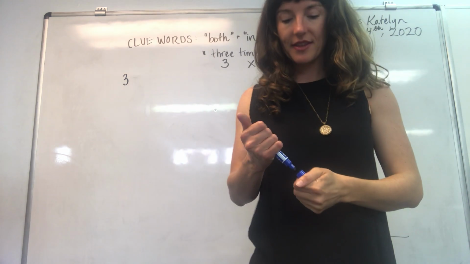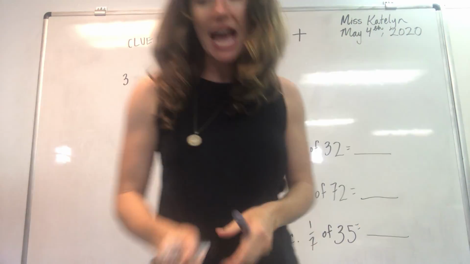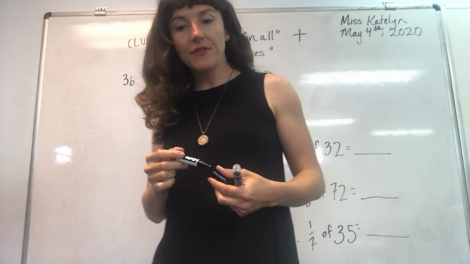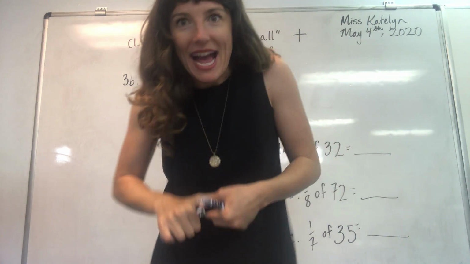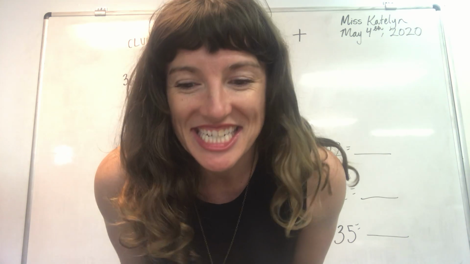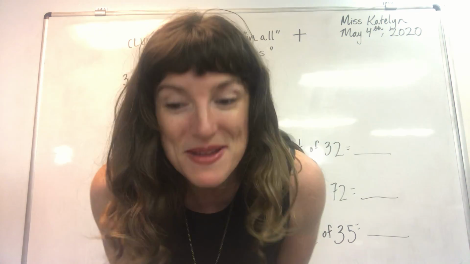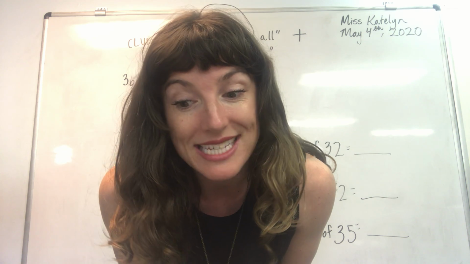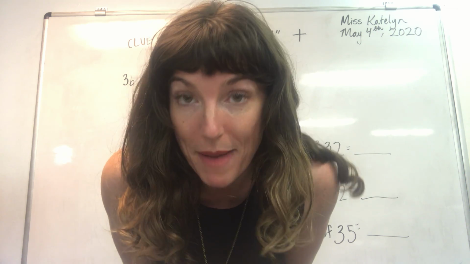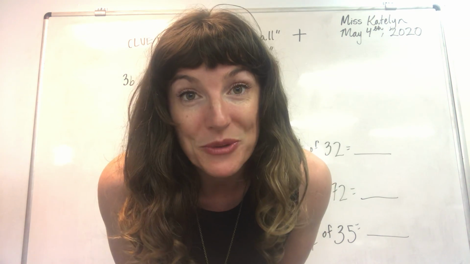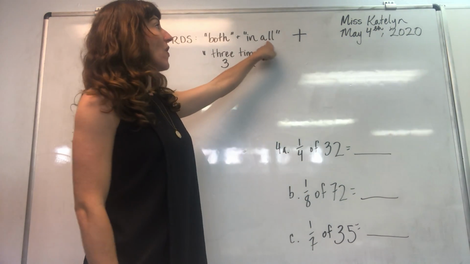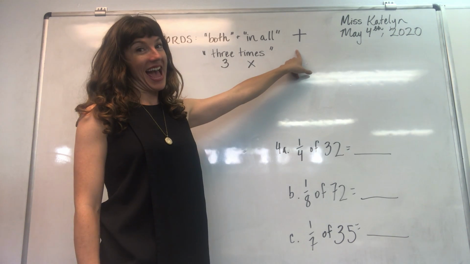Okay. 3B: Saturday, the supermarket had 58 cherry pies. Delicious! 18 lemon pies, 27 fewer apple pies than cherry pies, and 32 peach pies. How many pies were there in all? In all tells you to add.